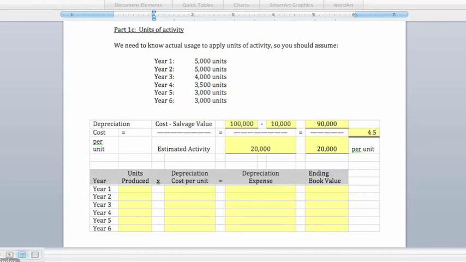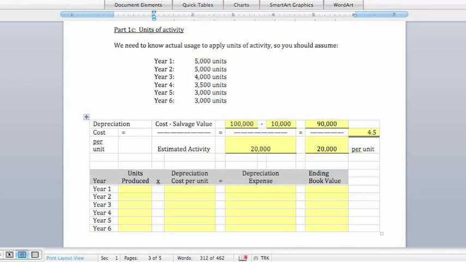And so we've calculated that for each unit of output, we're going to apply $4.50 of depreciation expense for this piece of equipment. Now when I apply the units of activity method, I set up a series of 4 columns. We're going to have a column for the number of units produced, and this is going to be actual output that will be given to you. We have a column for our depreciation cost per unit, which we just calculated. Multiplying those two together, and we'll have a column for our current period depreciation expense, and we'll also set up a column for our ending book value.